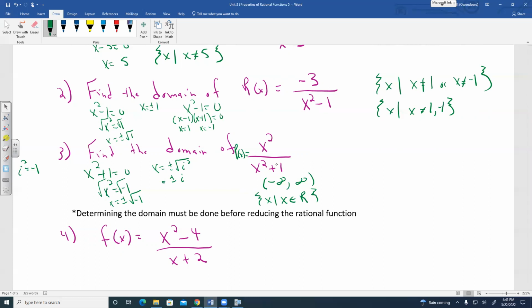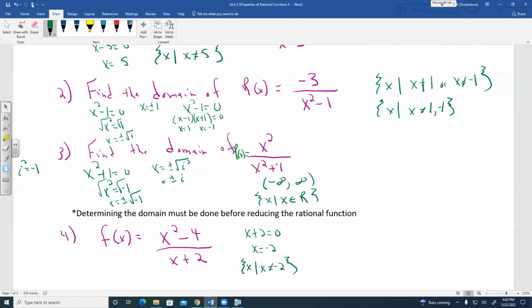Something else we need to pay attention to is in determining the domain, this must be done before reducing the rational function. So if I was looking at this problem right here, since it has a denominator, we would have x plus 2 is equal to 0, and we would say x equals -2. So as far as the domain goes, it will be the set of x's such that x cannot equal -2. That would be our domain.